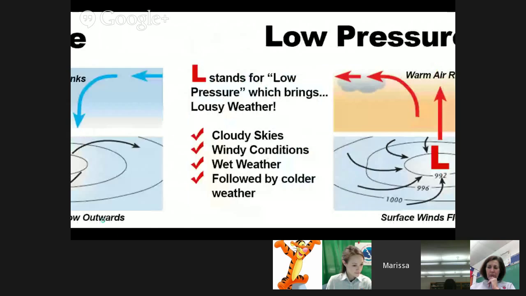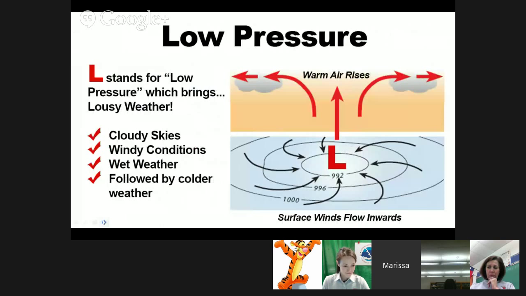On the other hand, the L in low pressure can mean lousy weather because the rising air currents turn out to produce cloudy skies and many times windy conditions, because remember the air is moving from high to low pressure. So the low pressure is more or less the receiver of all the incoming airflow, and it can get windy when low pressure is nearby. And consequently, because of the clouds, we can end up with wet weather and stormy conditions.